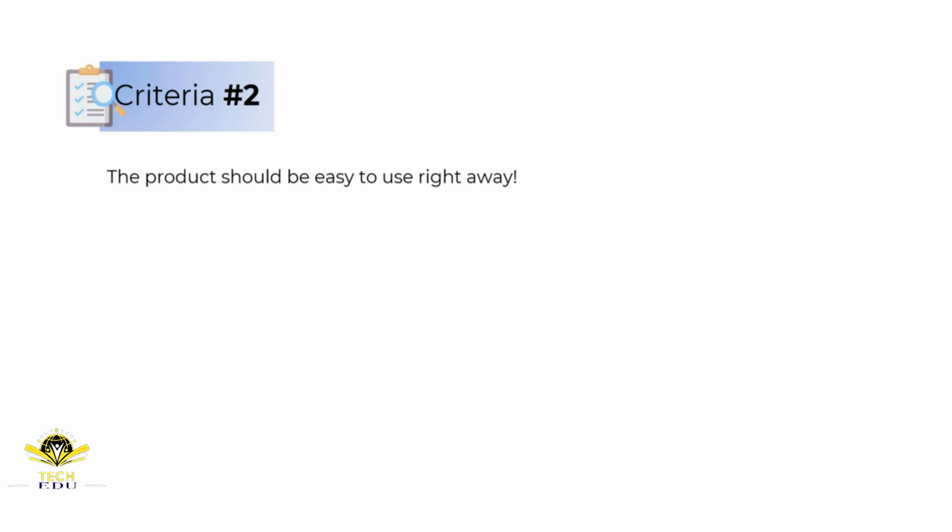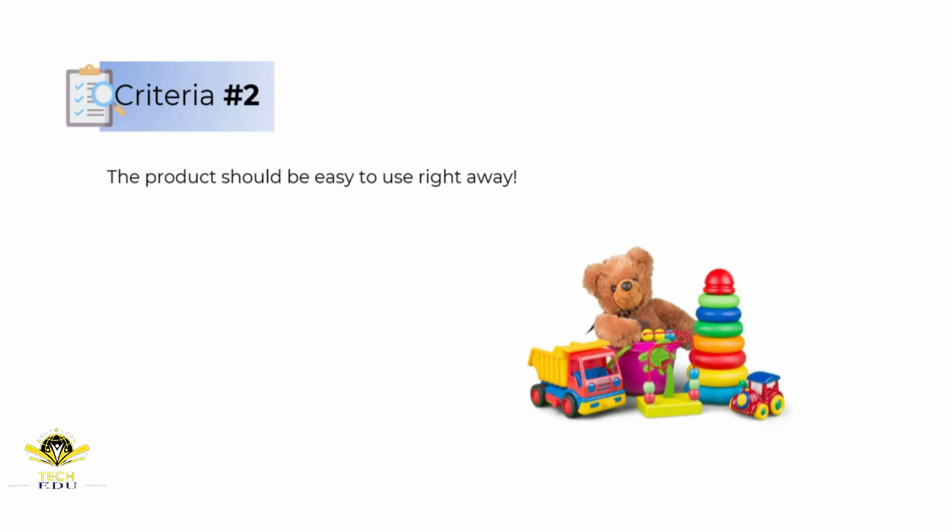Criteria number 2 is the product should be easy to use right away. What do I mean by this? In case the product is a toy, then children can actually just buy that toy and use it right away. They don't need rocket science, or a neuroscientist to sit there and teach them how to use toys. They know how to use them. It's very easy. Anybody can use them.